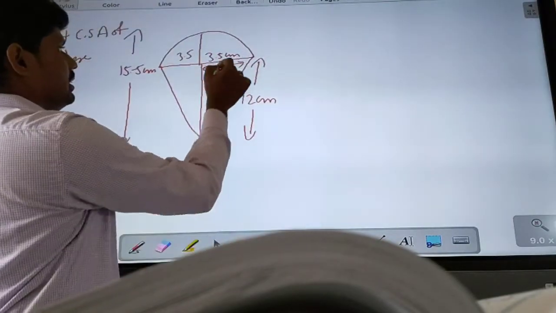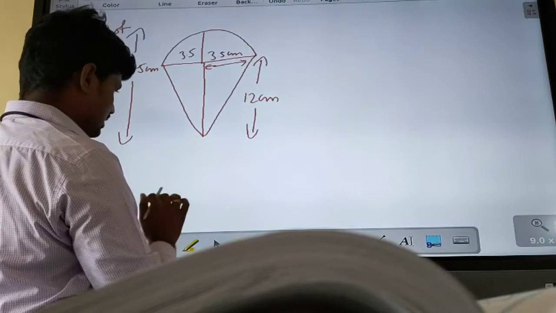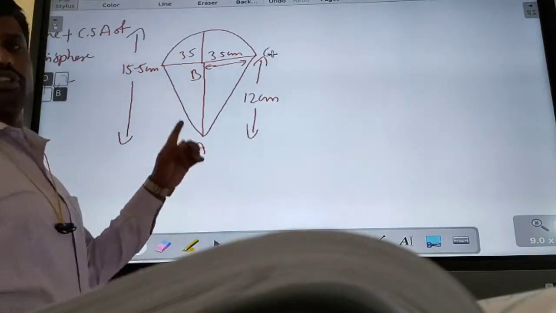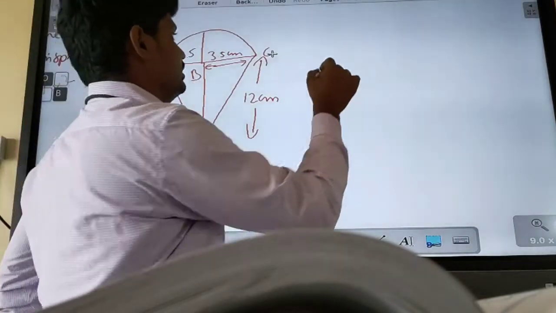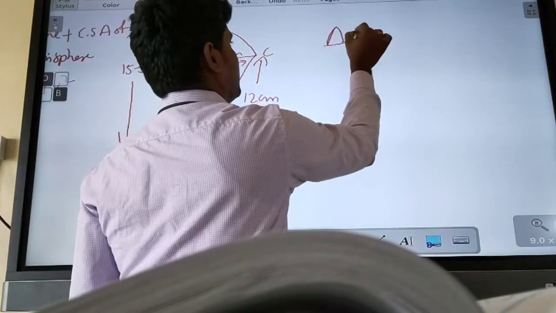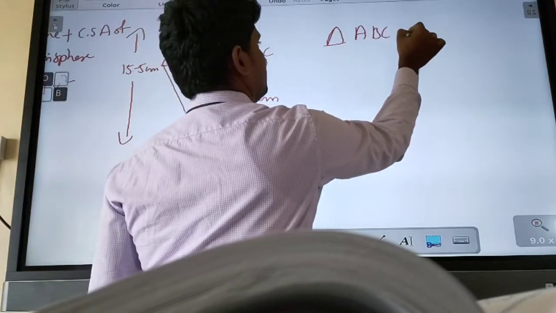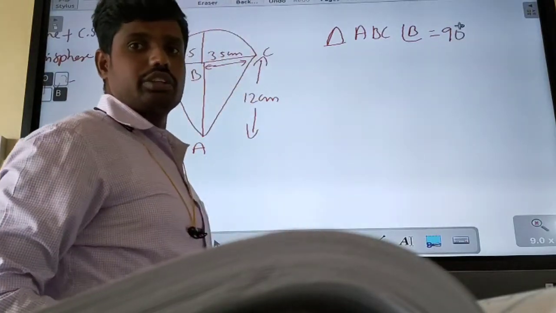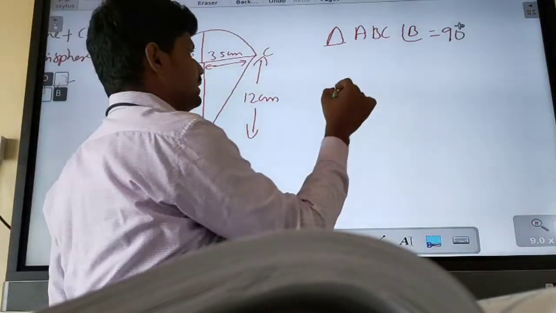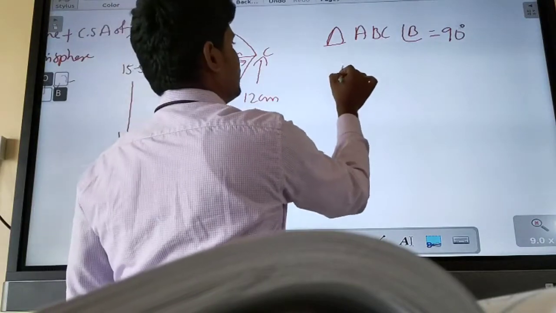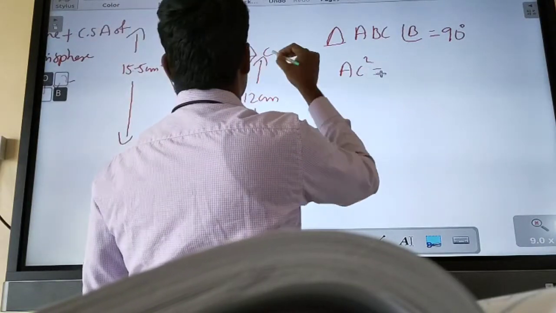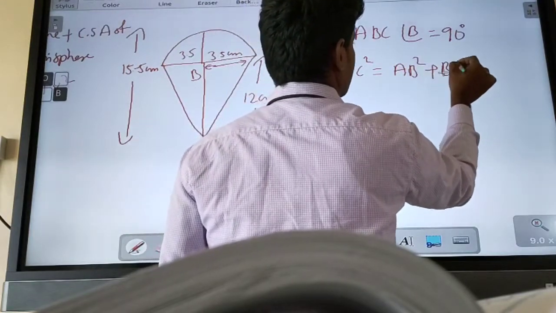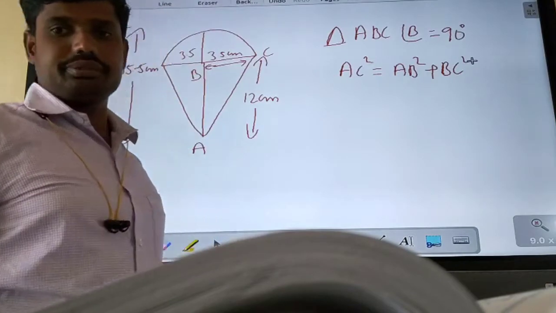See, consider this is triangle ABC. ABC is a right angle triangle. Now observe, all of you. In triangle ABC, angle B is equal to 90 degrees. So you should apply the Pythagoras theorem. According to the Pythagoras theorem, AC square is equal to AB square plus BC square.